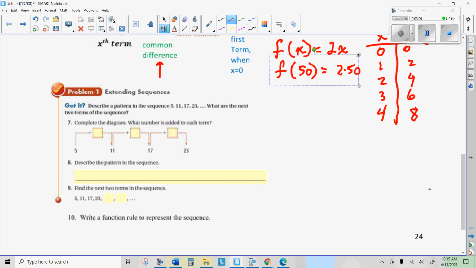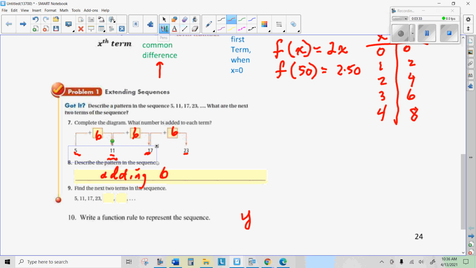All right, so what you want to do is look and see if you're adding the same amount every time. It can be a positive or a negative number. So to figure that out, you're going to subtract 11 and 5, which is 6, 17 and 11, which is 6, 23 and 17, which is 6. And if you're adding the same amount every time, so you're adding 6, that is definitely an arithmetic sequence. And once you know you're adding 6, you can write the function rule.